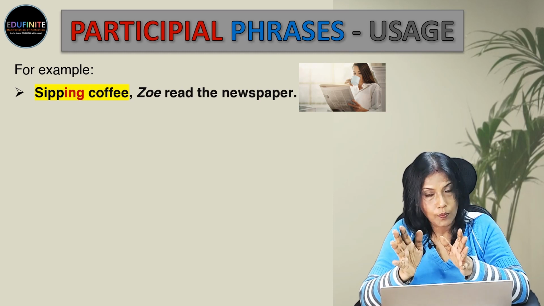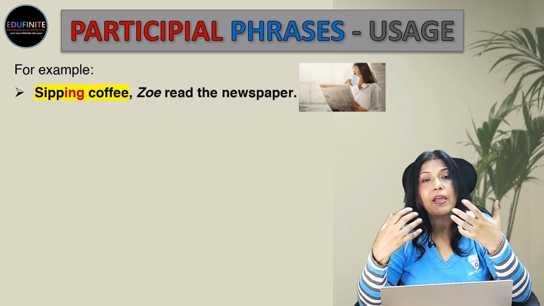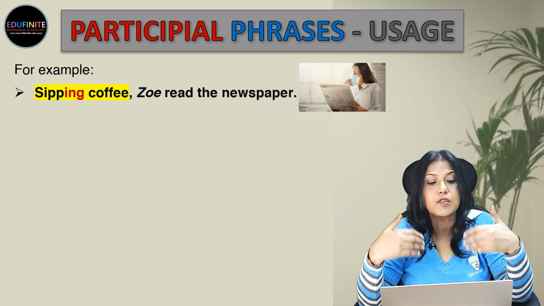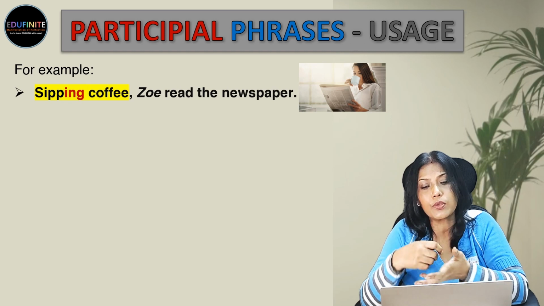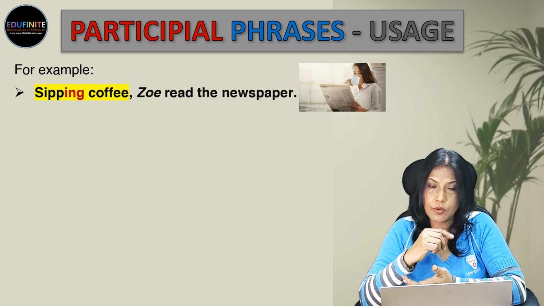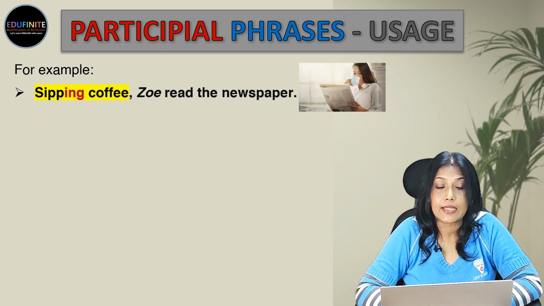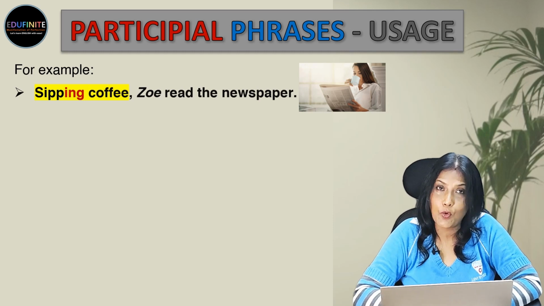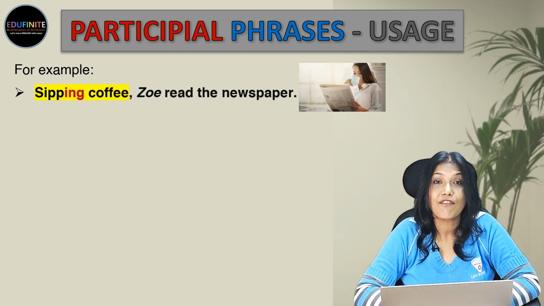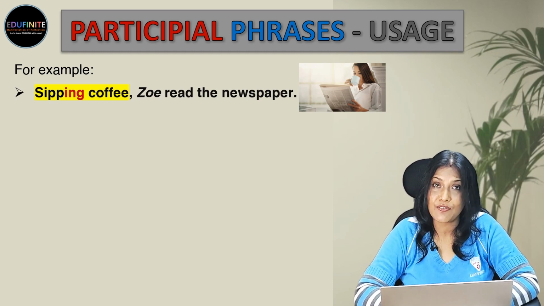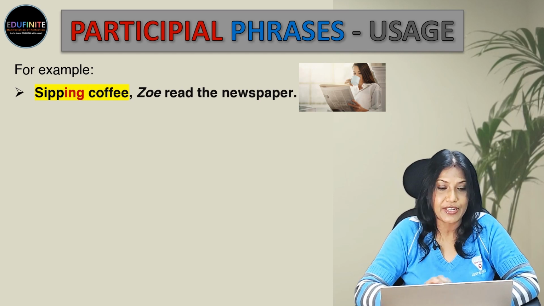Joy is the noun and sipping coffee is telling us more about that noun, Joy. What is Joy doing? She's sipping coffee. So you see that the participle phrase over here is functioning as an adjective. So it is also an adjectival phrase.